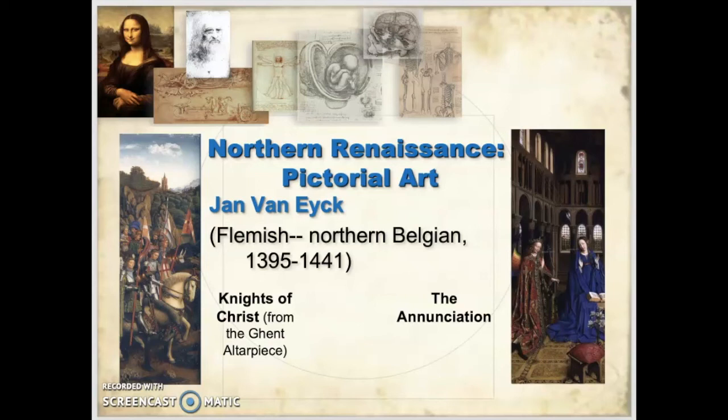And on the left is the Knights of Christ from the Ghent altarpiece, and another piece is the Annunciation. The Annunciation would be that time in the Bible where the angel Gabriel appears to the Virgin Mary and announces that she's going to be with child and give birth to the Son of God, Jesus.